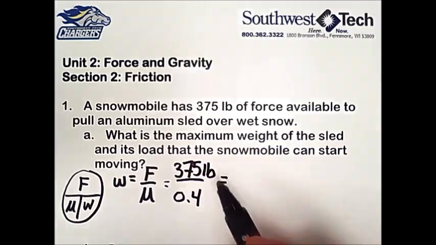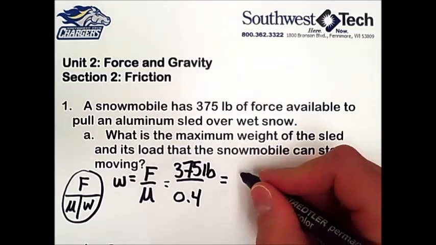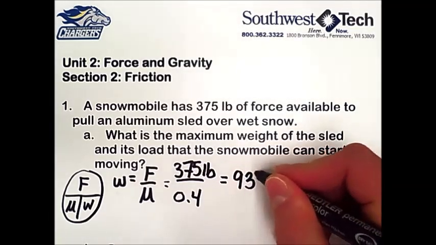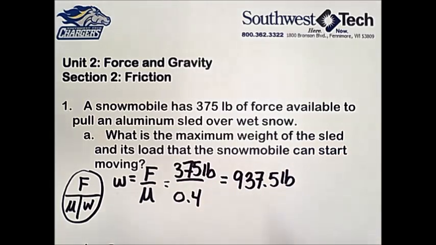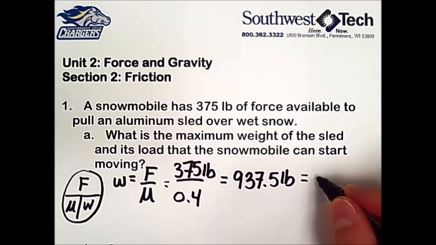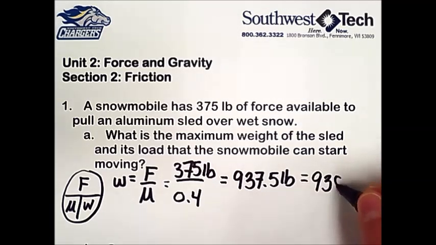So now we can divide 375 divided by 0.4. We get 937.5 pounds. But we want to round this to 3 significant digits, which will be the ones place. So this becomes 938 pounds.